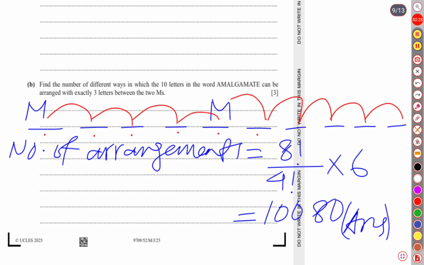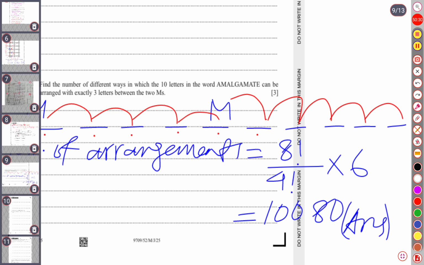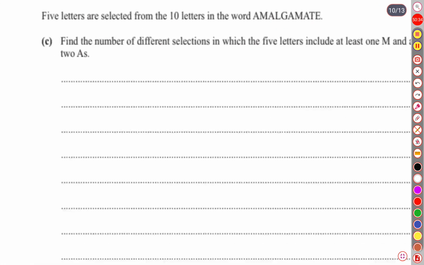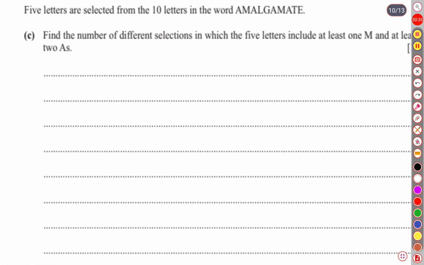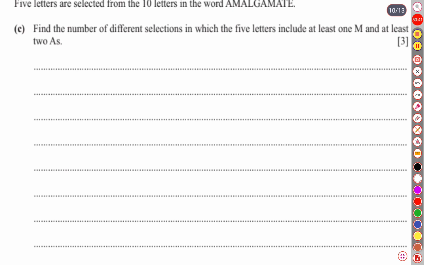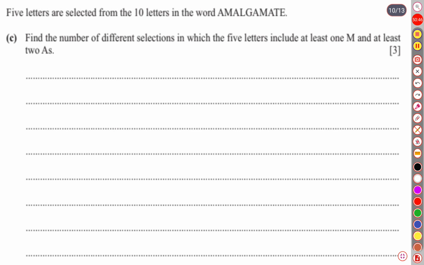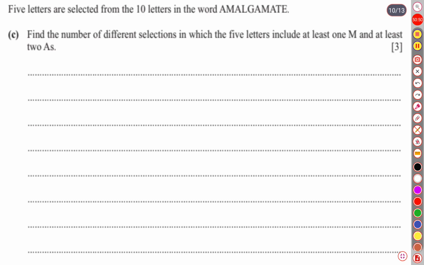The next question says: 5 letters are selected from 10 letters in the word amalgamate. Find the number of different selections in which the 5 letters include at least one M and at least two A's. Okay. So, first of all, we will write the scenarios.